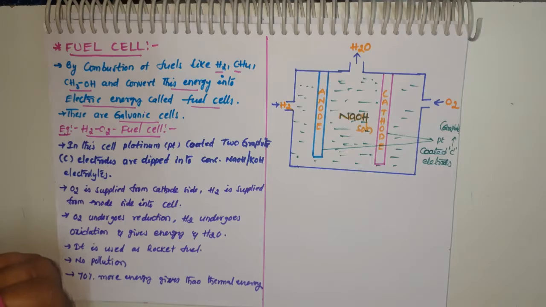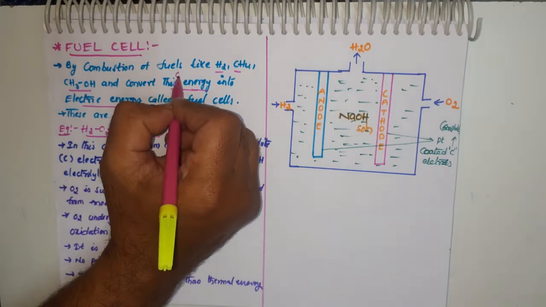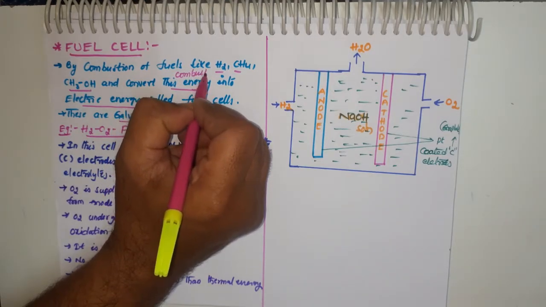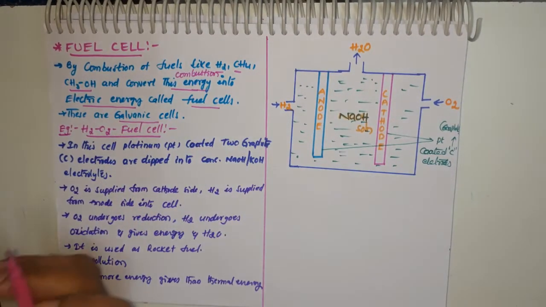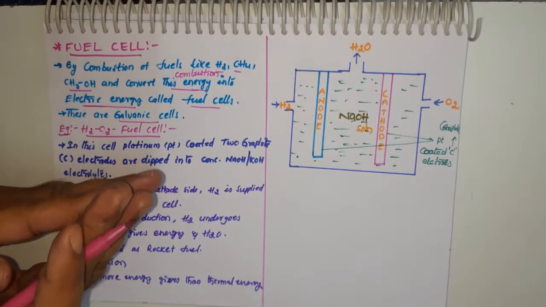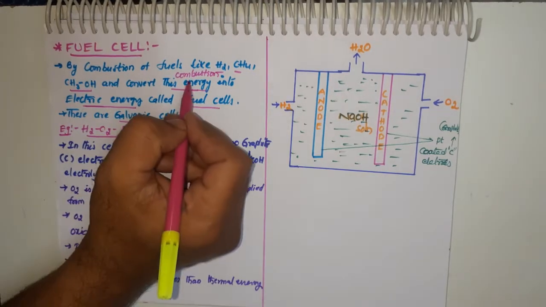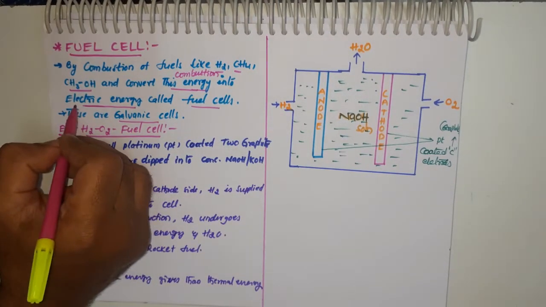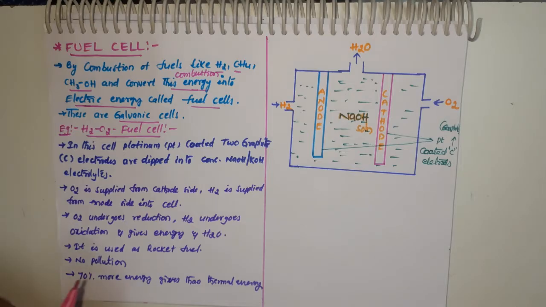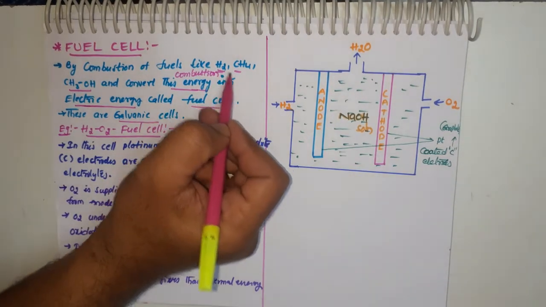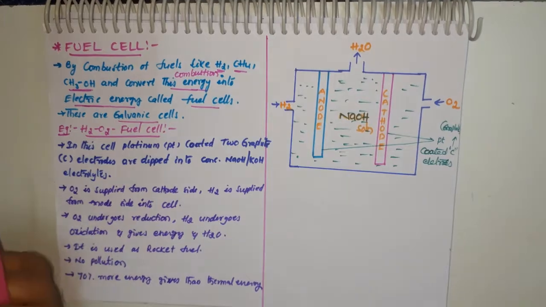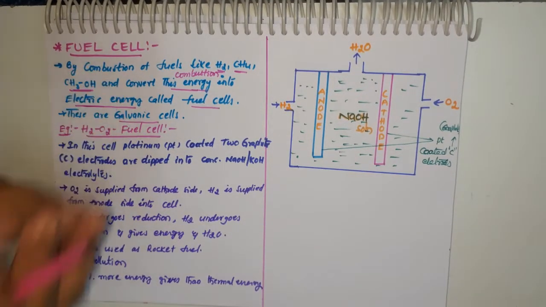Here, the combustion energy, which energy, students? The combustion energy converts into electric energy. What is a galvanic cell? The chemical energy converts into electric energy in a galvanic cell. What is a fuel cell? The combustion energy converts into electric energy by combustion of fuels like hydrogen, methane, methanol. Okay, these are the fuel cells.